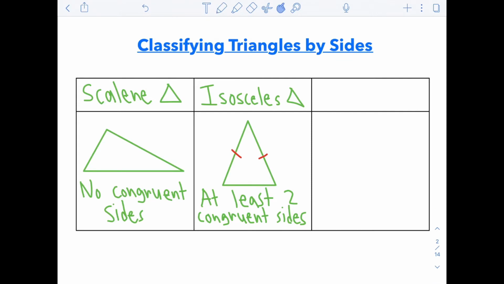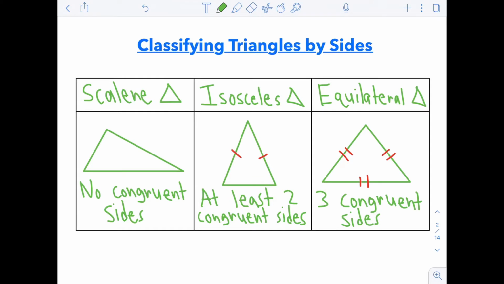And last but not least, we have equilateral triangles. Equilateral triangles have three congruent sides, so it looks something like this. As you can see, all three of the sides have the same length. You might be wondering: since an isosceles triangle has at least two congruent sides, and an equilateral triangle also has at least two congruent sides, it has three congruent sides, that means an equilateral triangle is also isosceles. An equilateral triangle is basically a special kind of isosceles triangle.